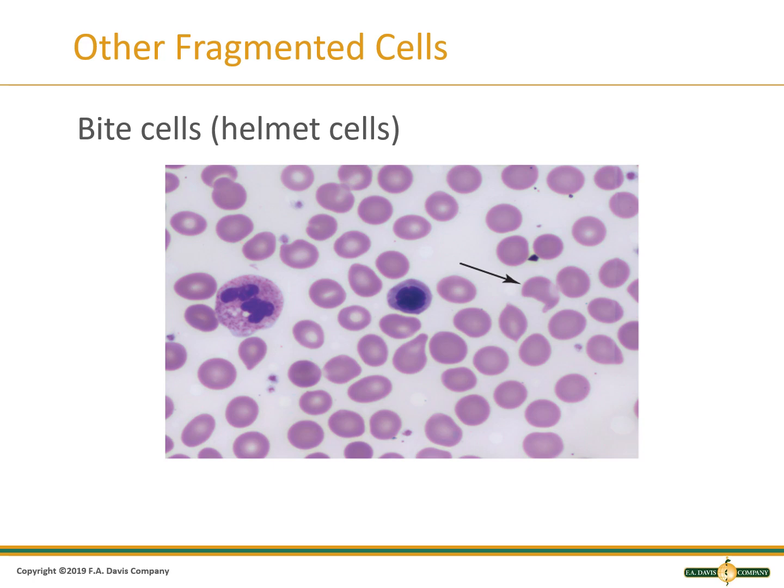Bite cells are a type of fragmented cell, and as the name indicates, it looks like there's been a bite taken out of the red blood cell. You can see the arrow pointing to one here. It's also known as a helmet cell because you can see the similarity of it looking like a helmet or looking like someone has taken a bite out of it.